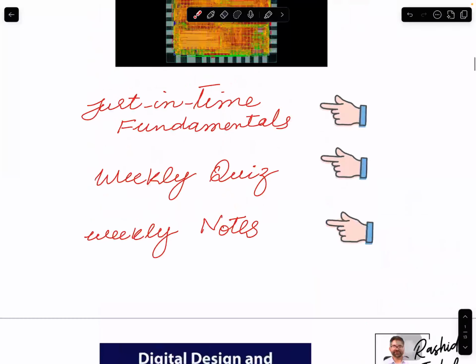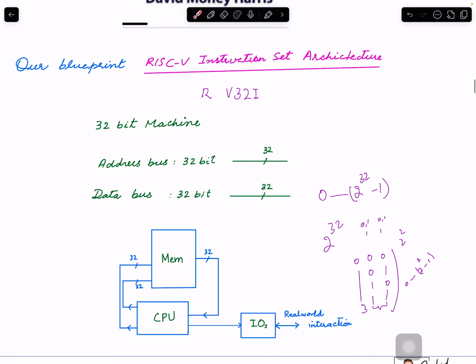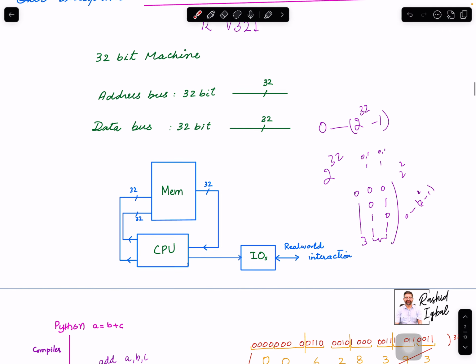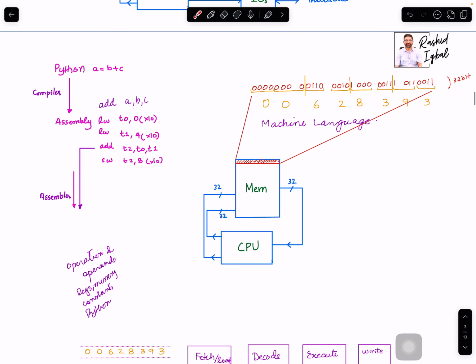On the architecture level, we will understand what the instruction set architecture is. It's a 32-bit architecture, meaning the address bus to the memory is 32 bits and the data lines are 32 bits. Inside, there are 32 registers, and each register is 32 bits. So there's a lot of 32 bits. I mentioned how many numbers you can have with 32 bits.